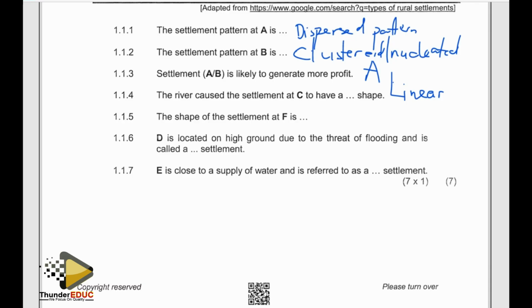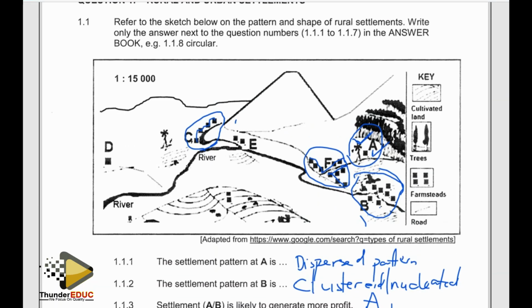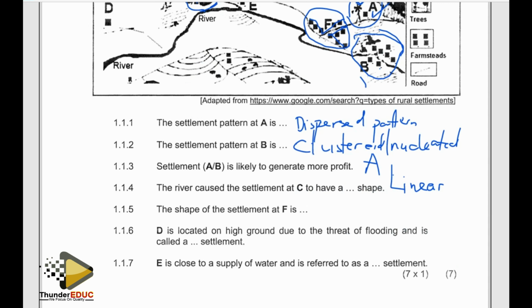influenced by the intersection of this route coming from this side. It's meeting with this other route which is going from the southeastern to the northwestern part of the mapped area here. So it's a T junction settlement based on what we have observed there. Right, is having a T junction shape. Right, to move on to the next question, which is D is located on high ground due to the threat of flooding and is called a dash settlement.